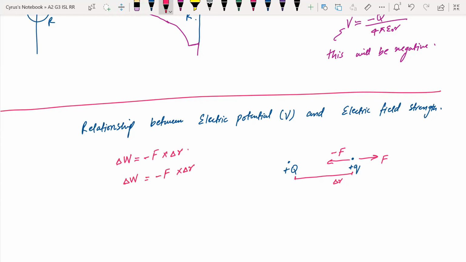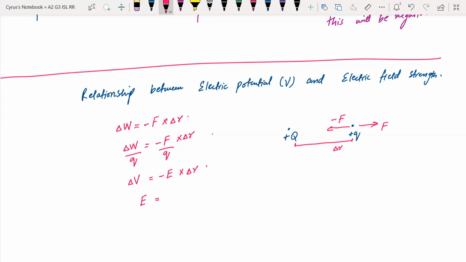And if I divide by q here on both sides, this is going to be what? What is W over Q? V. What is F over Q? Electric field strength times delta R. This E is going to be minus delta V over delta R. ये एक्सप्रेशन आपको क्या बता रहा है? ये एक्सप्रेशन आपको ये बता रहा है कि देखिए ना, वो ग्रेडियंट क्या होता है, डेल्टा वाई और डेल्टा एक्स. अगर किसी चीज की बात करें ग्रेडियंट की, तो ग्रेडियंट इज डेल्टा वाई ओवर डेल्टा एक्स.